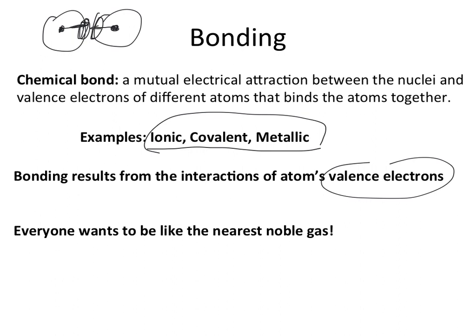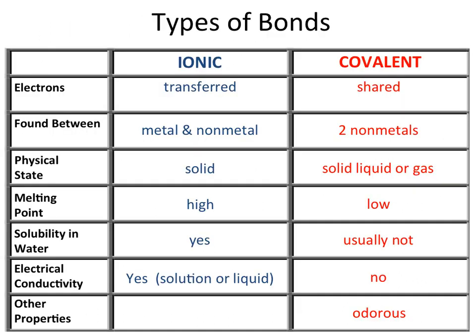Now, the other reason why the bonding occurs is because every atom on the periodic table wants to have the stability that's conferred from having a completely full outer shell. So all of the atoms on the periodic table want to be like the nearest noble gas because of the stability that is provided. So let's look at ionic and covalent bonding in a very generic side-by-side type of way.